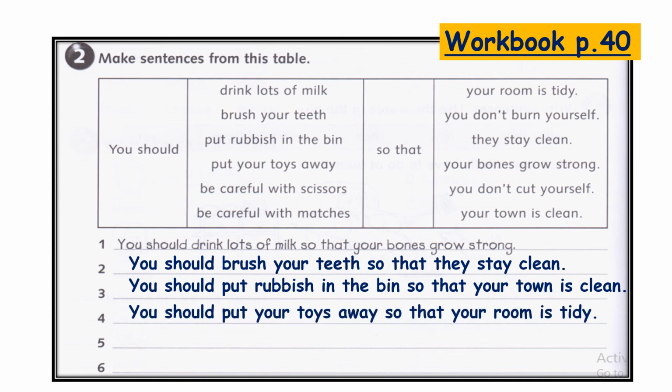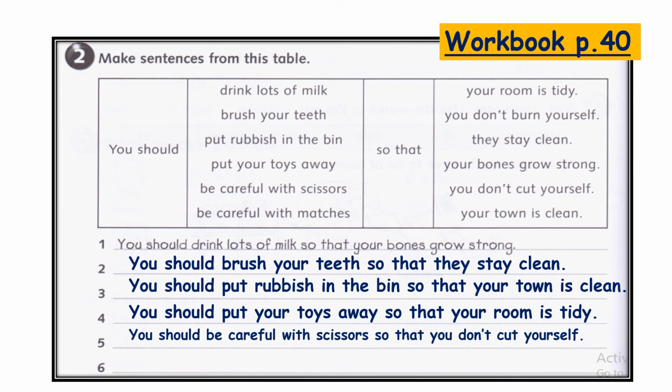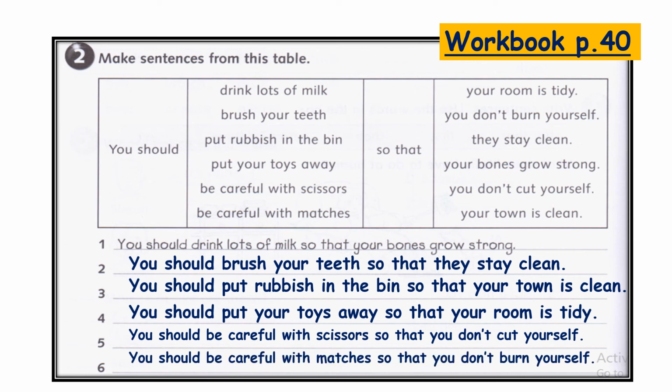Number four, you should put your toys away so that your room is tidy. The action is to put your toys away. The purpose is the room is tidy. Number five, you should be careful with scissors so that you don't cut yourself. The action is be careful with scissors, and the purpose of it is that you don't cut yourself. And number six, you should be careful with matches so that you don't burn yourself. The plan is to be careful with matches, and the purpose of it is to not burn yourself.